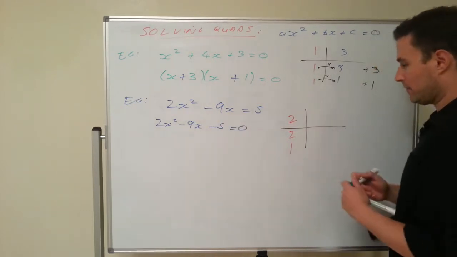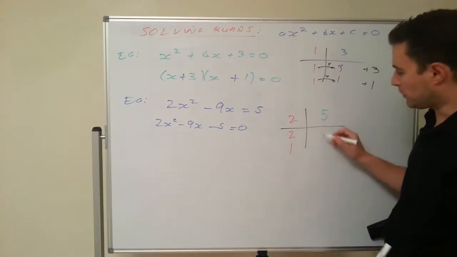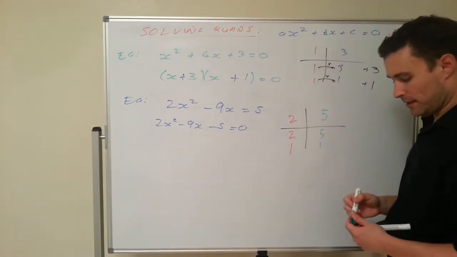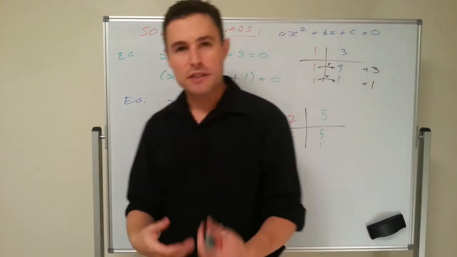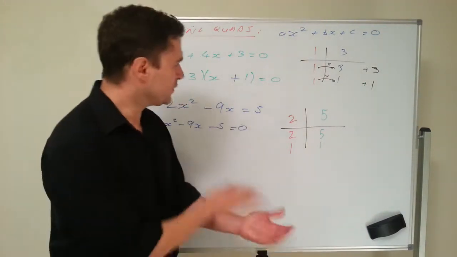C is 5. Don't worry about the sign just yet. 5 is also prime, so the only factors are 5 and 1. Now, this is where it's difficult to explain this. Well, is it difficult? I don't know. Let me just try it. Give me a shot. Okay.